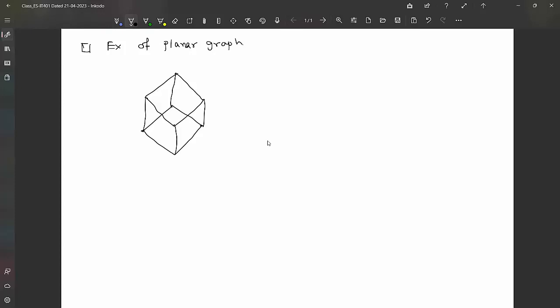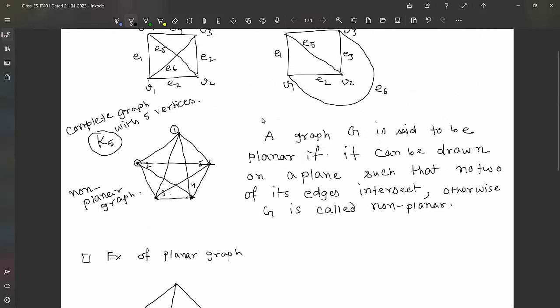No, sir. Why not? Because the edges are intersecting. If the edges are not overlapping, then it is okay.